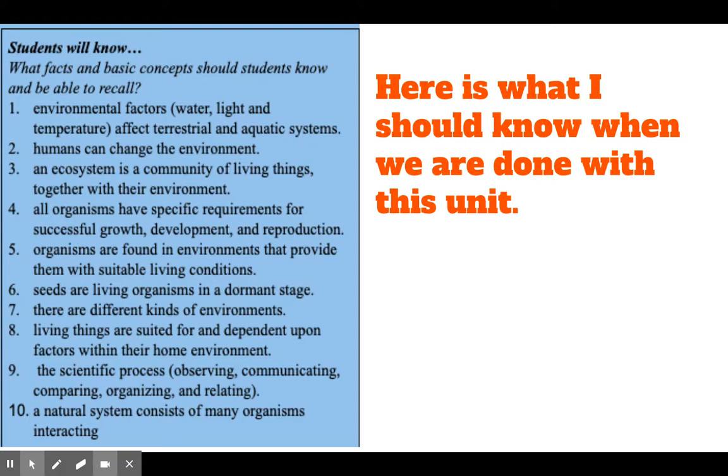But all organisms have specific requirements for successful growth, development, and reproduction. And organisms are found in environments that provide them with suitable living conditions. The dinosaurs couldn't find suitable living conditions. And you may have information as to how that happened.